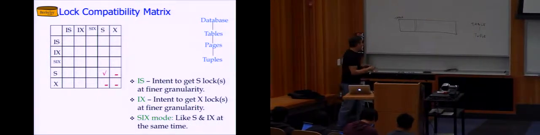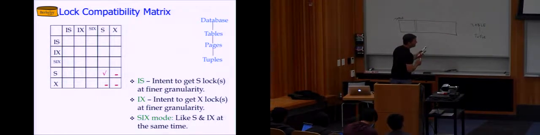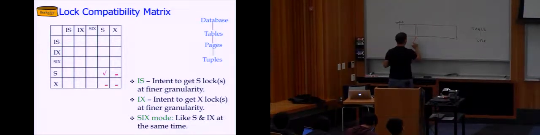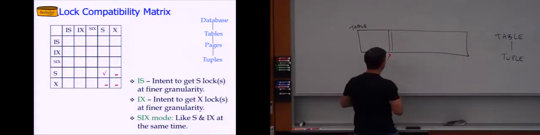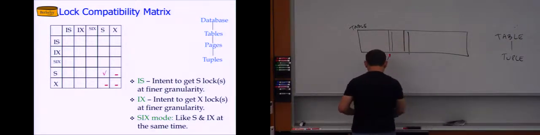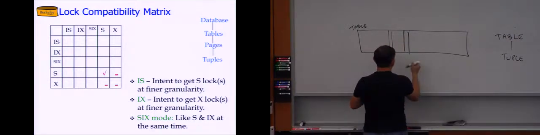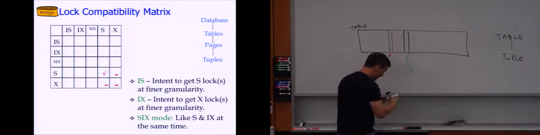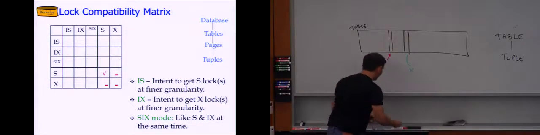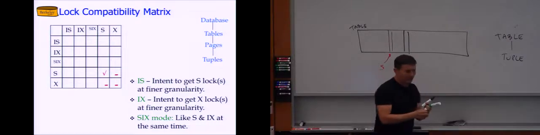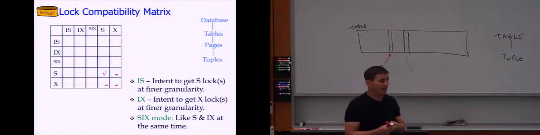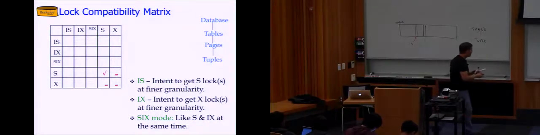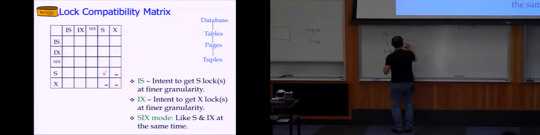They don't, right? So the red guy who wants a shared lock might want this tuple. The green guy who wants an exclusive lock might want a different tuple in the same table, right? So this could work out, which means that from an intent purpose, it's okay for those two intent locks to be compatible. IS is compatible with IX, and we'll sort it out a level down.